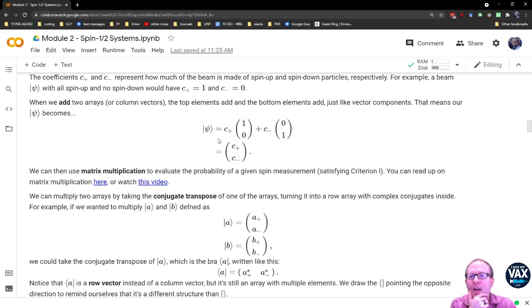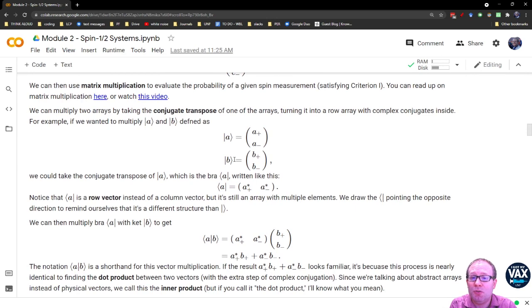But the way these column vectors work is that you just add the top elements together and add the bottom elements together. So if you take this setup, you're just getting C plus in the top, C minus in the bottom. So it's the spin up coefficient and spin down coefficient. That's pretty much how it works. Now things get interesting here because remember, these coefficients contain the information about the probability for the spin up state and the spin down state.